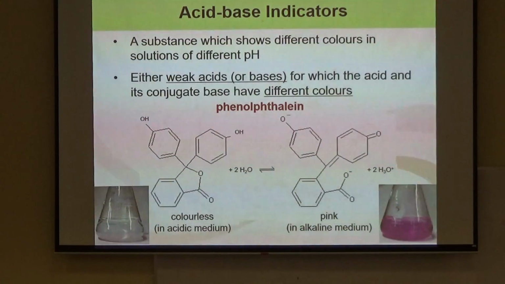Okay, so phenolphthalein. I'm not sure whether you can see the difference in the structure. What happens is it's colorless, and then in an alkaline medium, one of the bonds breaks, and then there's an acid-base reaction, so then you get two O minus. Okay, and that's pink.